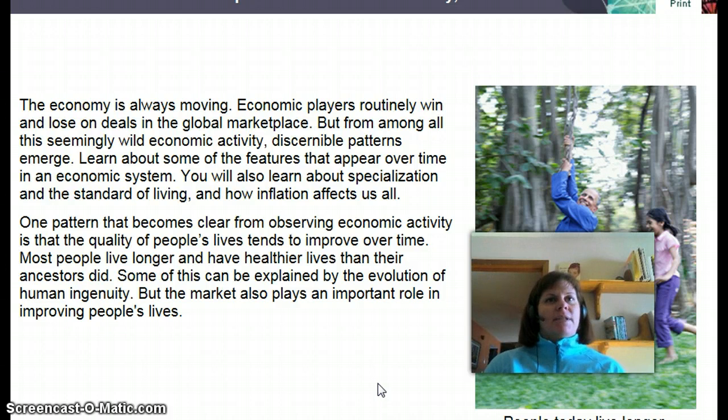One pattern that becomes clear from observing economic activity is that the quality of people's lives tends to improve over time. Most people live longer and have healthier lives than their ancestors did. Some of this can be explained by the evolution of human ingenuity. But the market also plays an important role in improving people's lives.